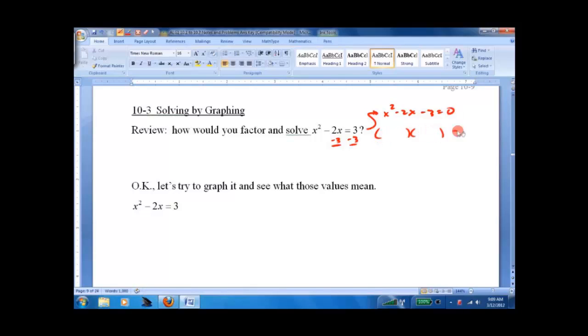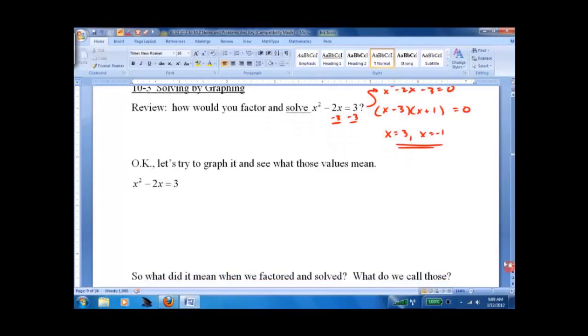Parentheses, x minus, x plus. The only thing that multiplies up is 3 and 1, so I hope that works. Negative 3 times 1 is negative 3, negative 3 plus 1 is negative 2. And then solve: x equals 3, x equals negative 1. If you don't remember that, I hope you do sooner rather than later.